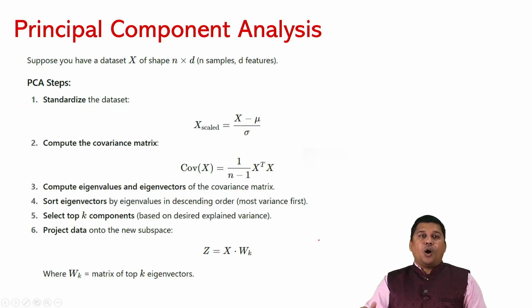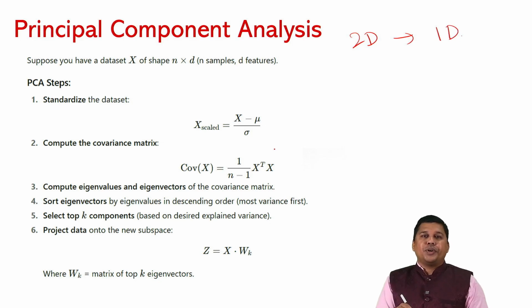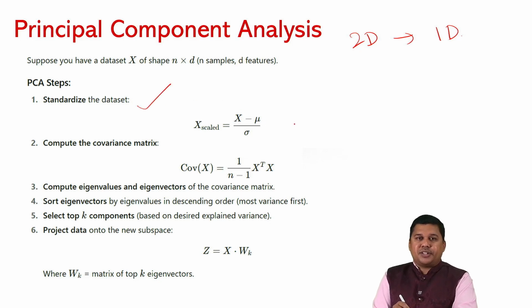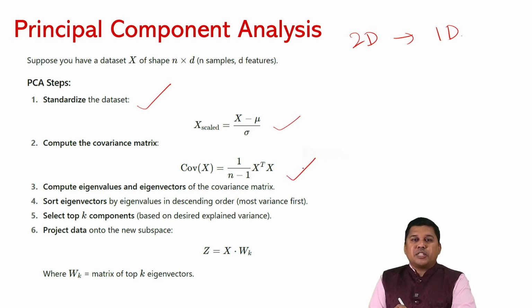Okay. So, what is the procedure of doing this? Now, let us say somebody has given you the data in 2 dimensions, how do you convert it into 1 dimension? What is the procedure for that? Right. For that you first have to standardize the data set, then compute the covariance matrix.